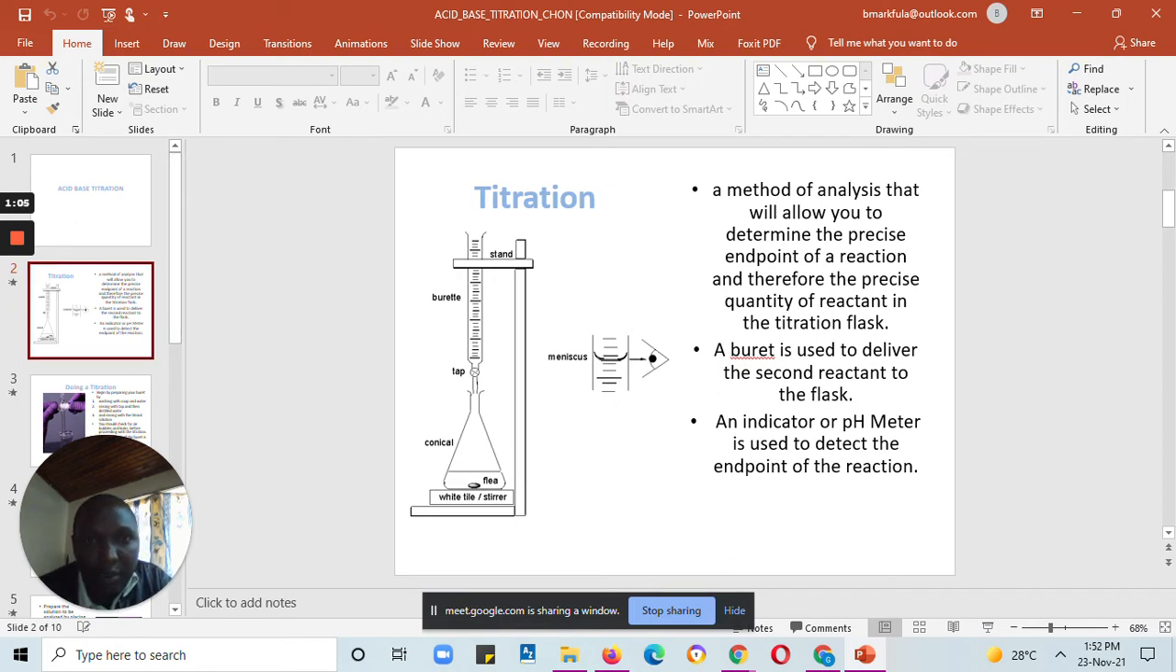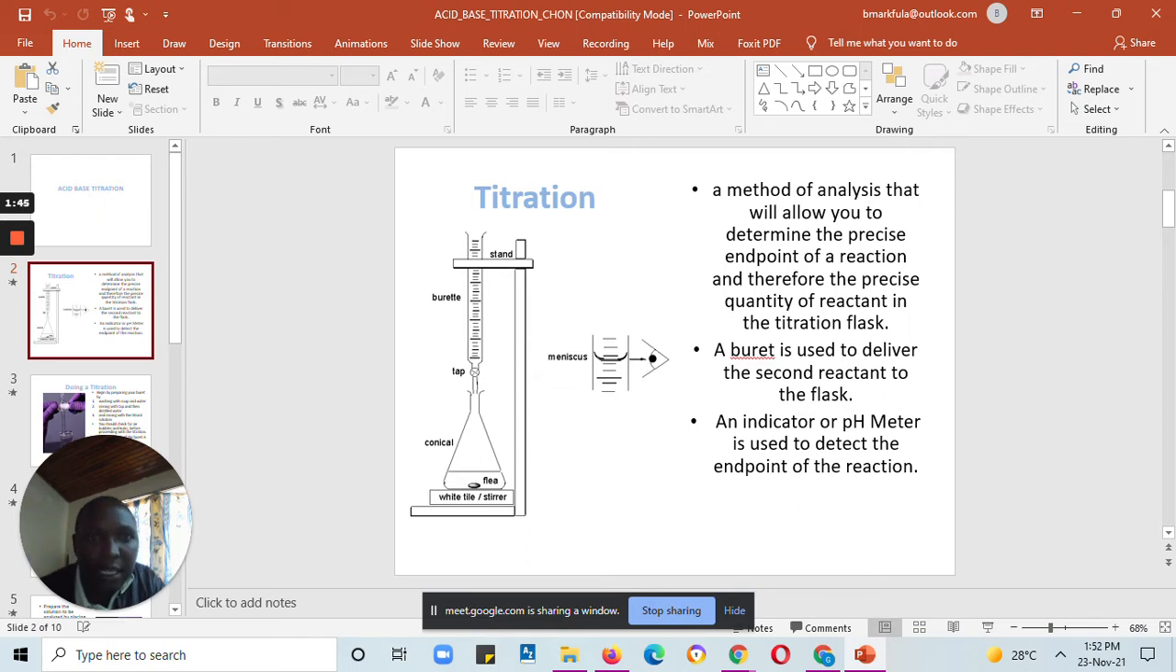From that page you can see a setup for acid-base titration. We have the retort stand and a clamp that holds the burette. We have a conical flask. We also have the white tile. The burette should contain the acid and the conical flask should contain the base. For every titration setup, this is the way you should go.